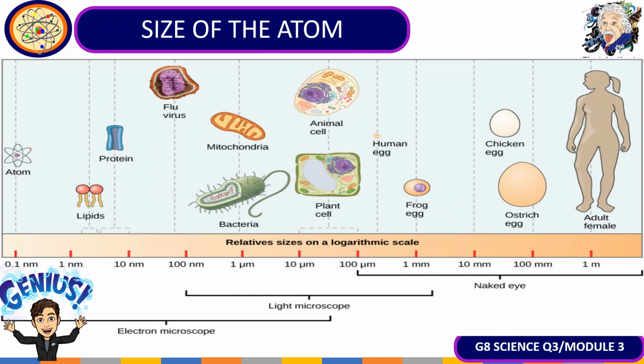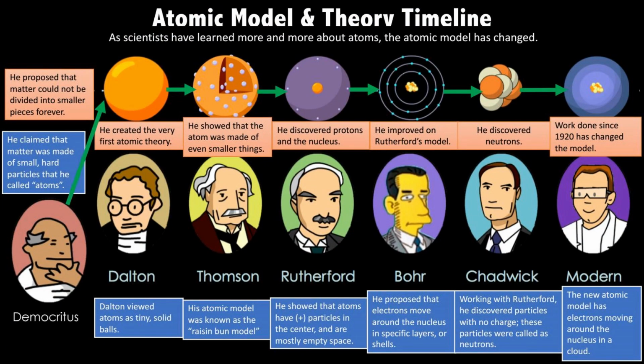So you might be wondering kung gaano ba kalaki ang isang atom or kung gaano ba kaliit in this case. An atom is typically the size of 0.1 nanometer. So as compared to a human which ranges to 1 meter. So atom cannot be seen by the naked eye, but instead through the use of what you call as electron microscope. This time, let's take a quick look on the atomic model and theory timeline.